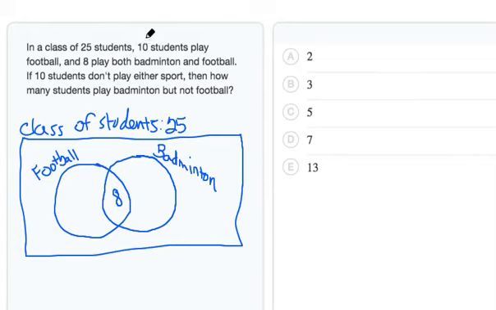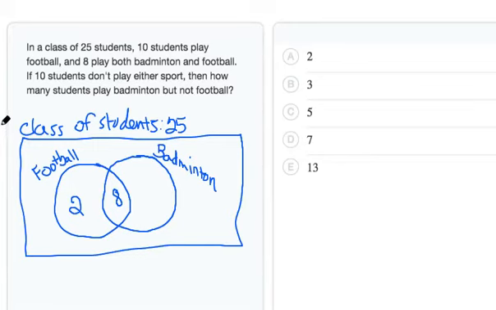Now, tagging back a little bit, we have 10 students play football, and that accounts for this entire circle. So if we know how many are in this little sliver of the football circle, we can find how many are outside that sliver of the same circle. So if there's 8 here and there's a total of 10 in the entire football circle, we have 2 left over that only play football.